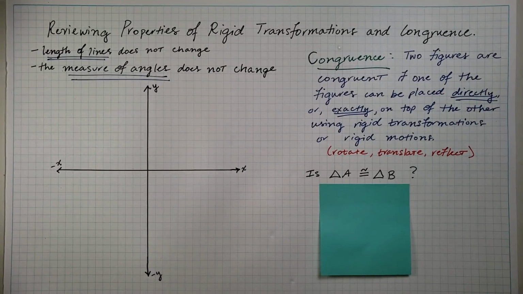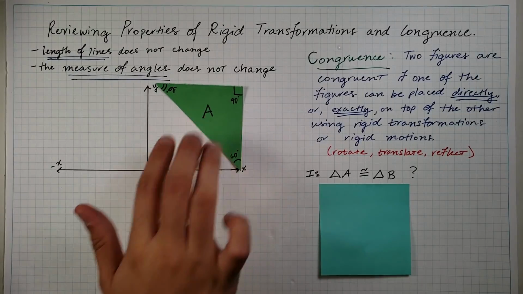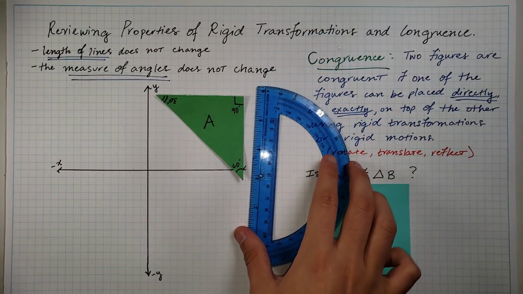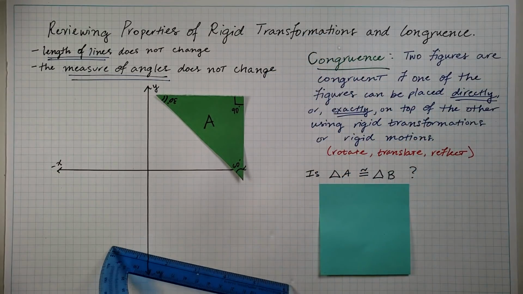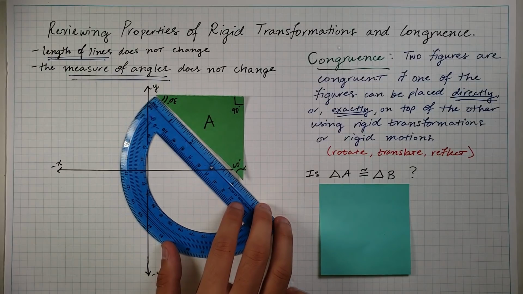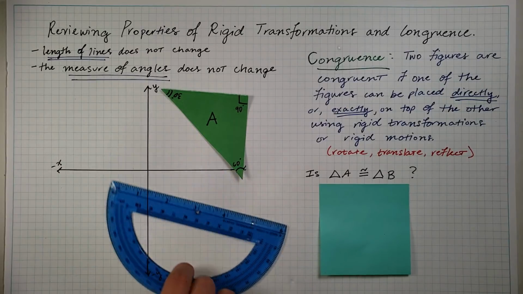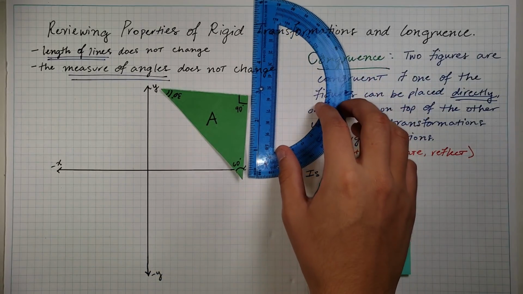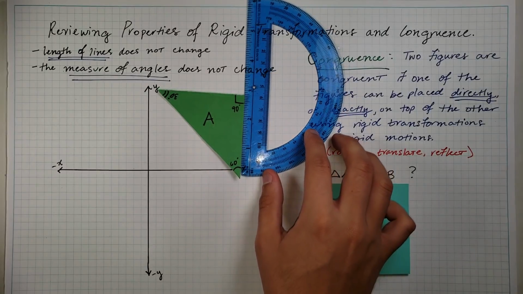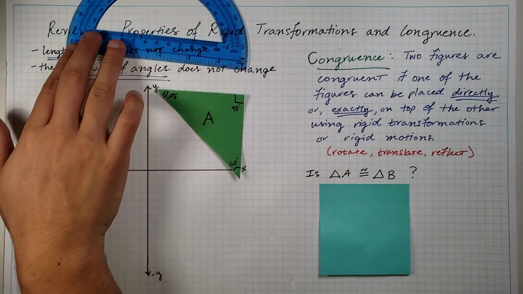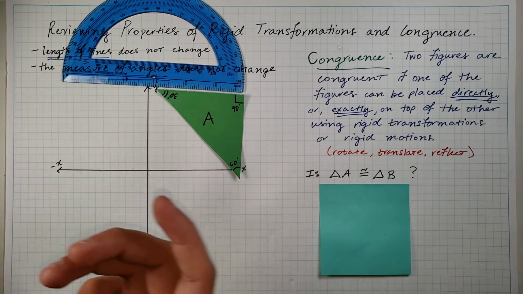Let's look at this example real quick. Here we have triangle A. Let's measure it. Let's say this longer side, the hypotenuse, is 4 inches. This side right here, the side from 90 degrees to 60 degrees, is a little under 3 inches, and this side is also a little under 3 inches.